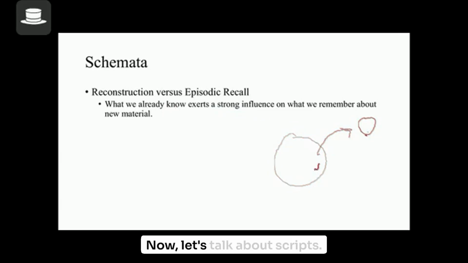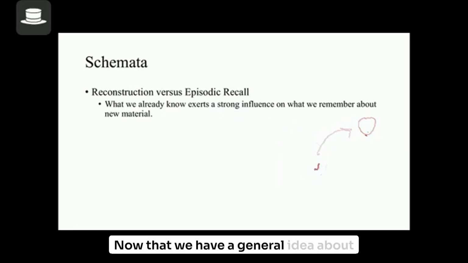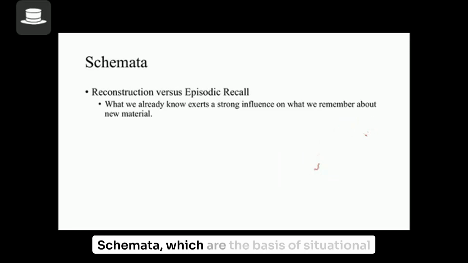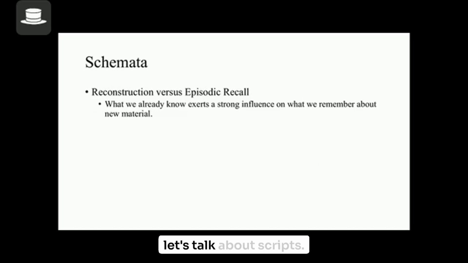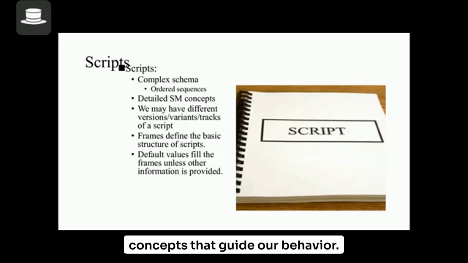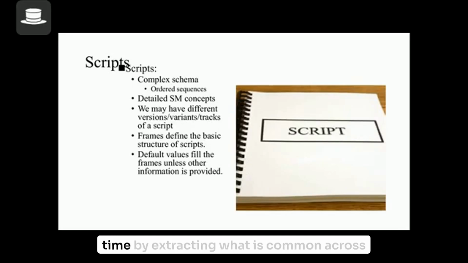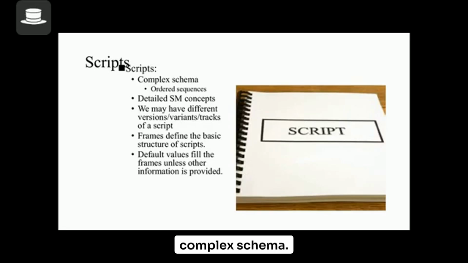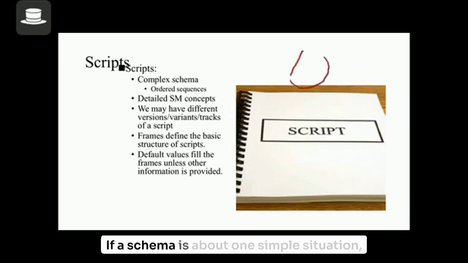Now, let's talk about script. Now that we have a general idea about schemata, which are the basis of situational knowledge, which are situational concepts, let's talk about scripts. Okay, what are scripts then? We know schemata are situational concepts that guide our behavior. These are the ones that we have developed over time by extracting what is common across different situations. A script is nothing but a schema, but it's a complex schema. If a schema is about one simple situation, let's say restaurant, a script is a more complex schema.